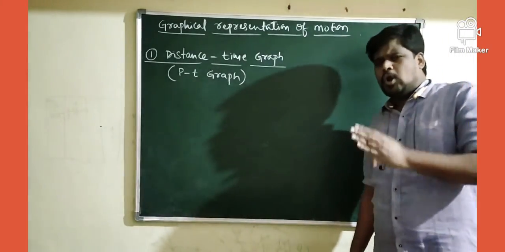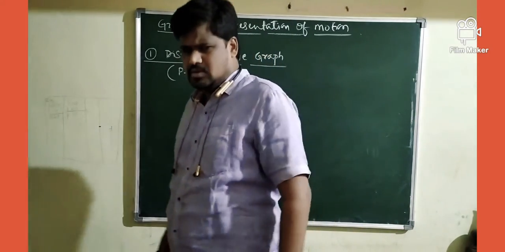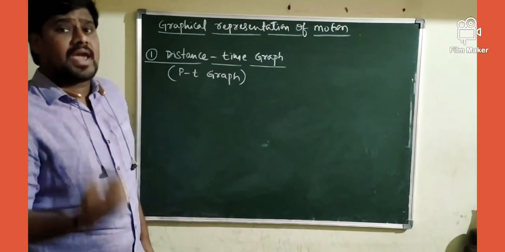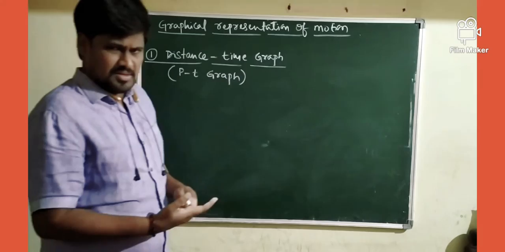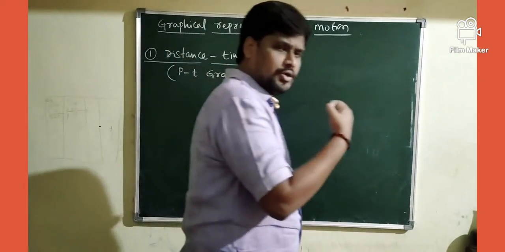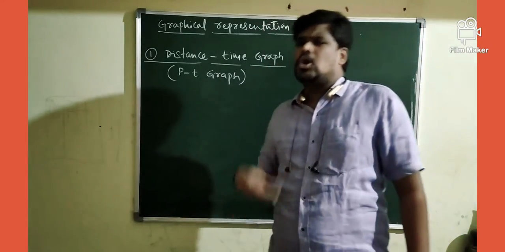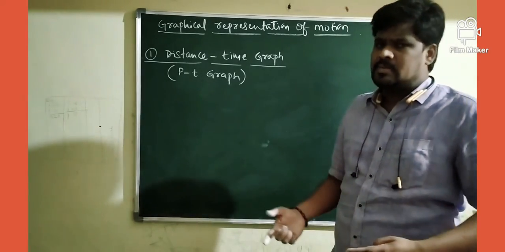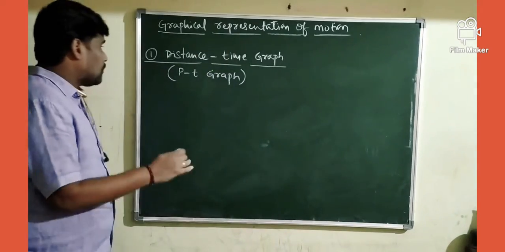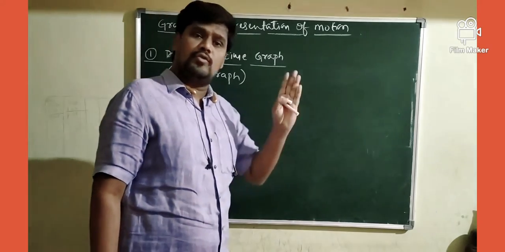We can plot distance time graphs for various types of motion. So what is the meaning of various types of motion? Sometimes the body may have uniform velocity or uniform speed. Sometimes the body may have non-uniform speed. Sometimes the body may be in the state of rest. We can plot distance time graphs for various types of motion.